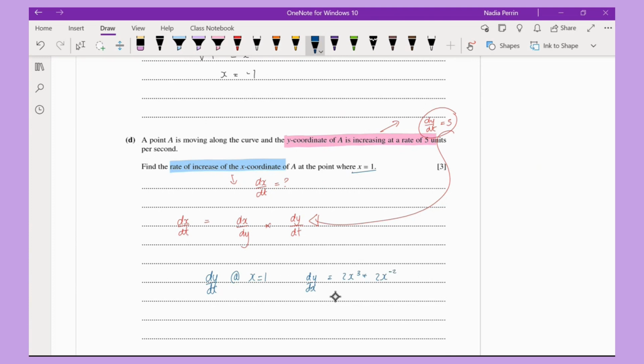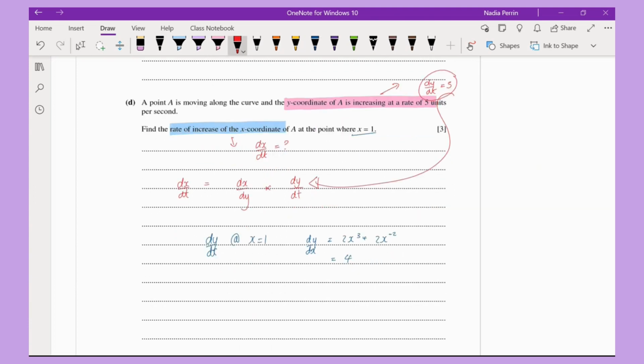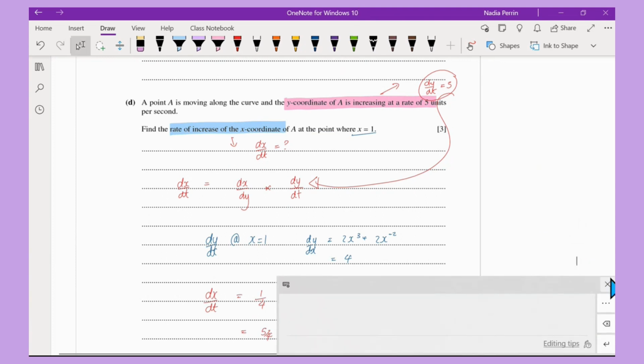So when I put 1 into that, I get 4. So I can now substitute into my formula. So I want dx by dy, so I'm going to flip it over, 1/4 times by 5, and that gives me the rate that it is changing, which is 5/4. And we have completed one whole paper.